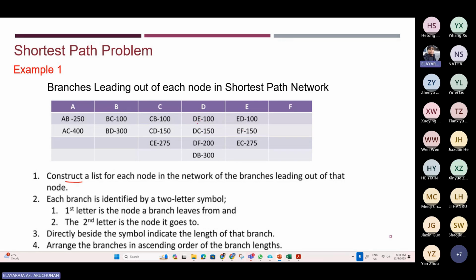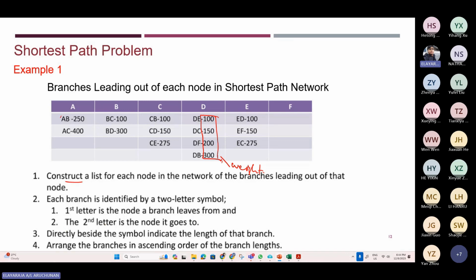So we state the direction for each node: from D to E, D to C, D to F, D to B, and all of these have a weight. Now second, each branch is identified by two-letter symbols. The first letter is the node the branch leaves from, and the second letter is the node it goes to.